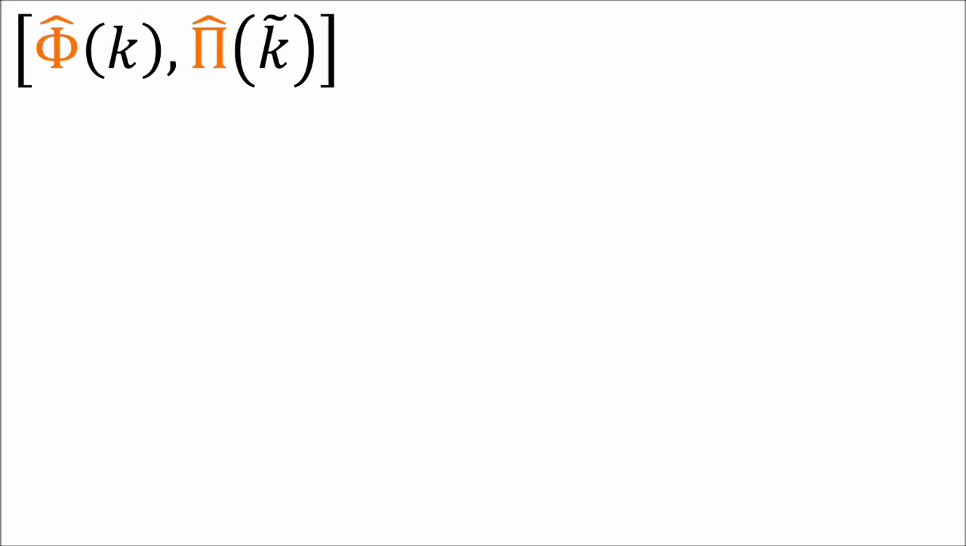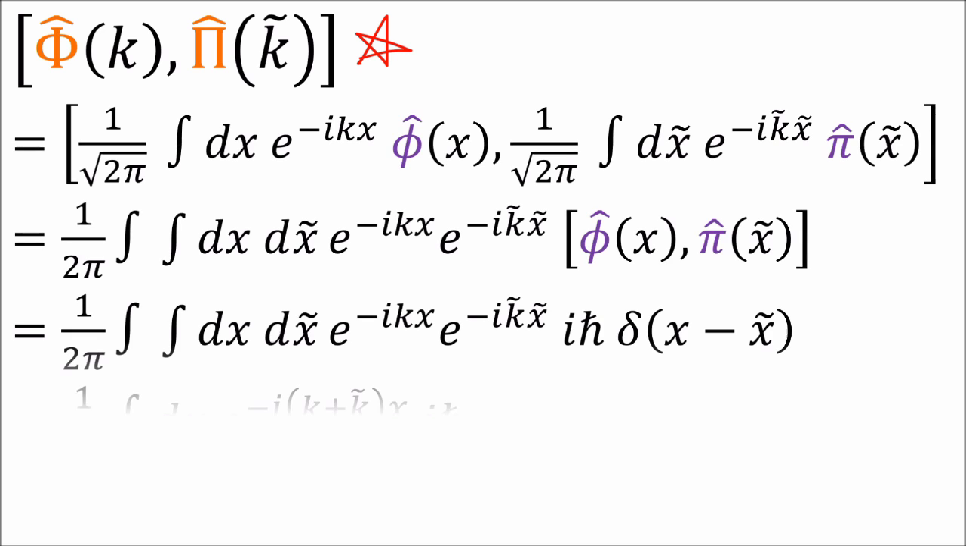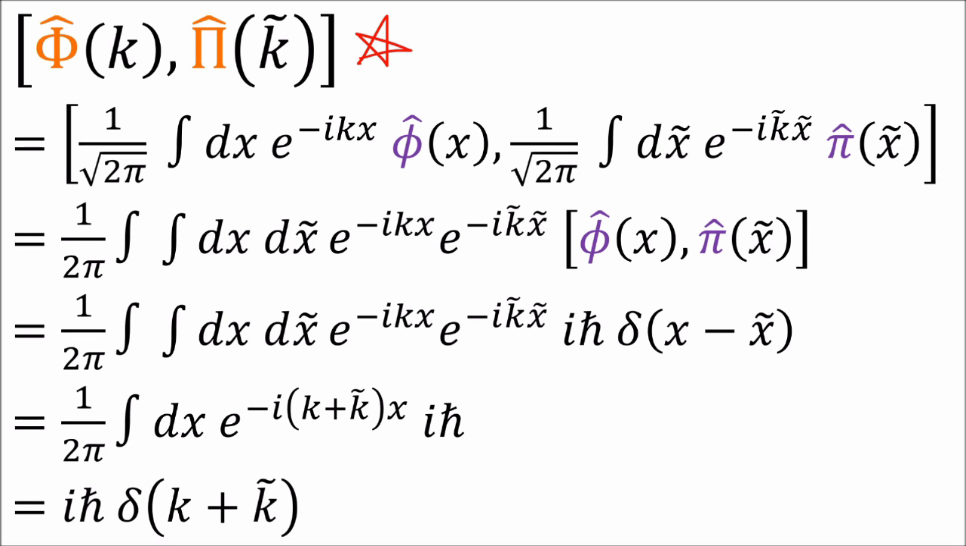Also, you can pause on this slide to see the proof of how to get the commutator of big phi and big pi. Note that the Dirac delta here has a plus sign between the k's.